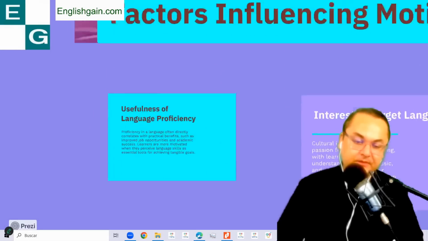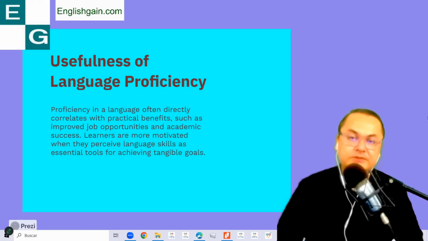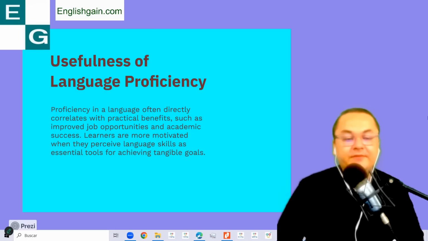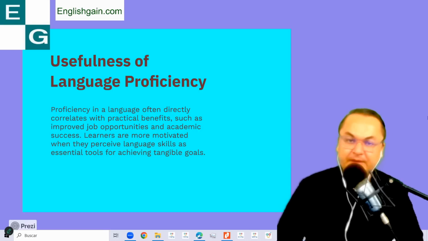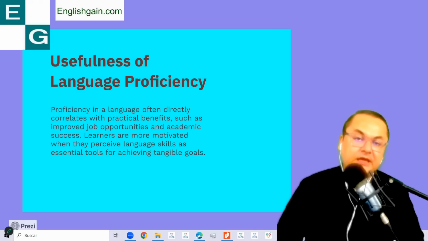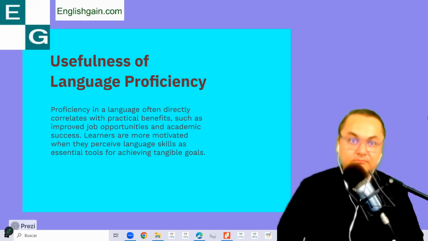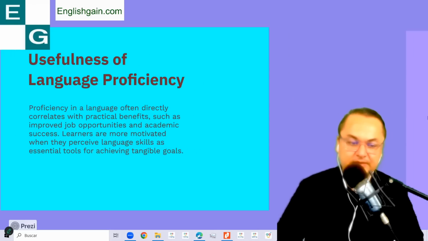Then let us think about the factors that also influence motivation. We can think about the usefulness of language proficiency. Speaking English well can, as I just said, open a lot of doors, bring up practical benefits. And when this happens, students want to try to see if they can live in English speaking countries, if they can learn English well so they can have jobs at multinational companies.